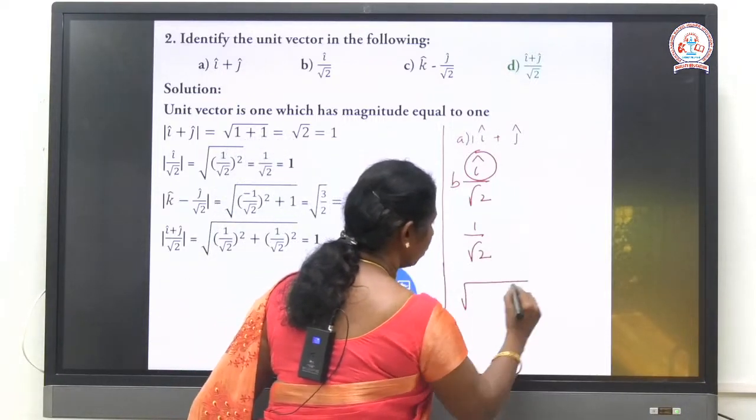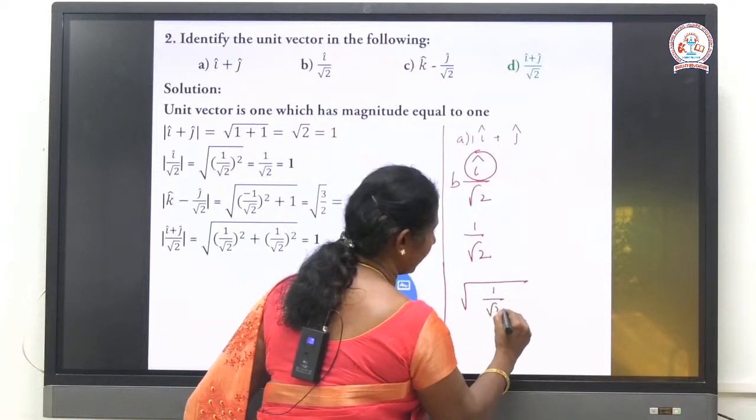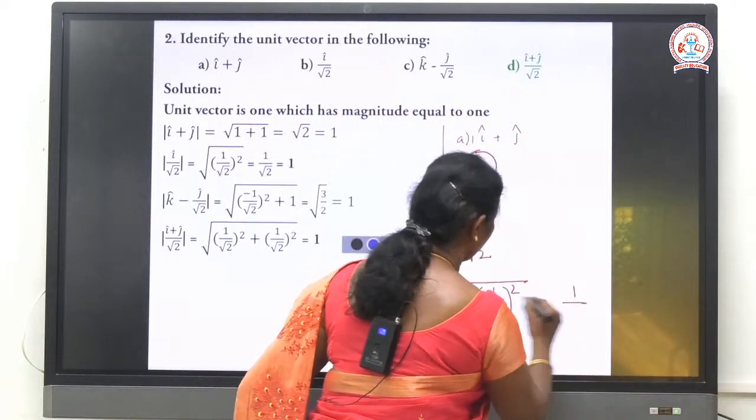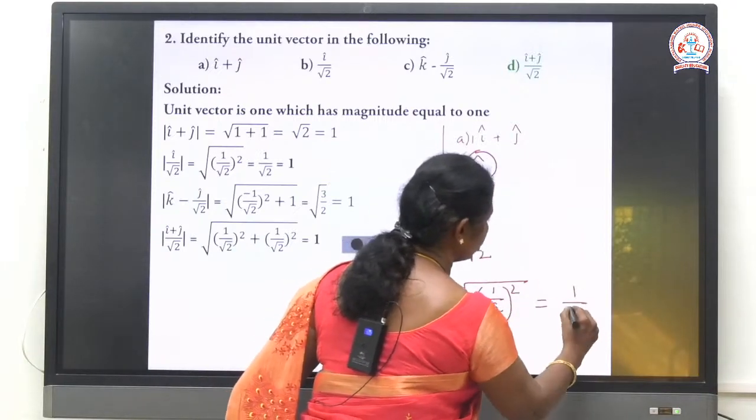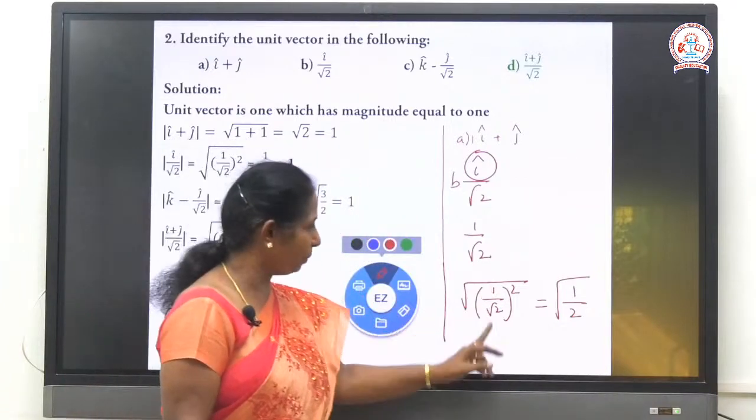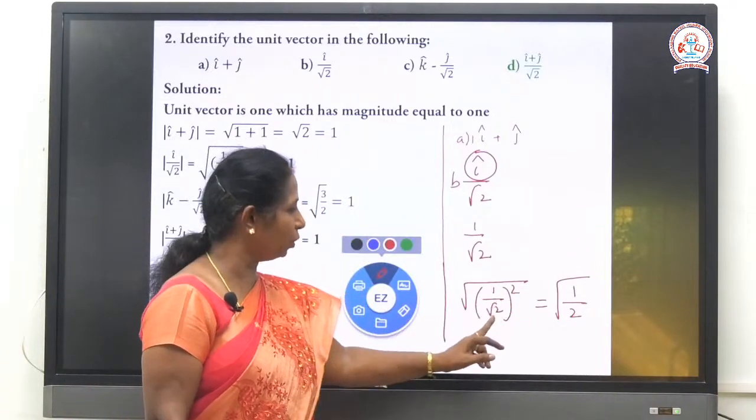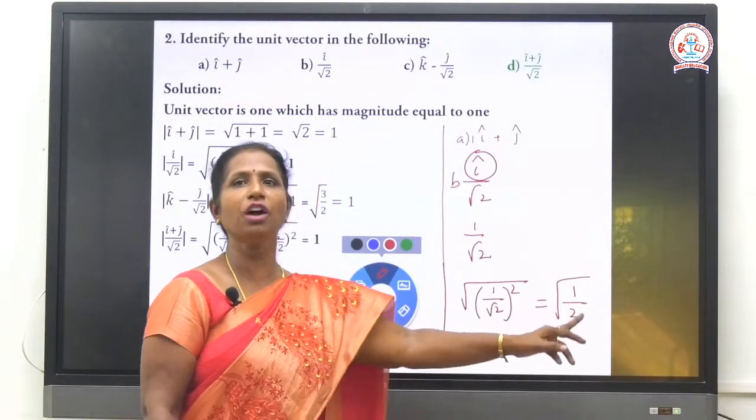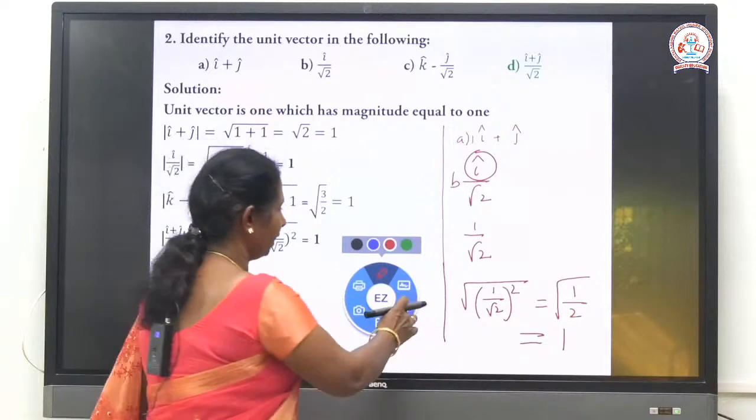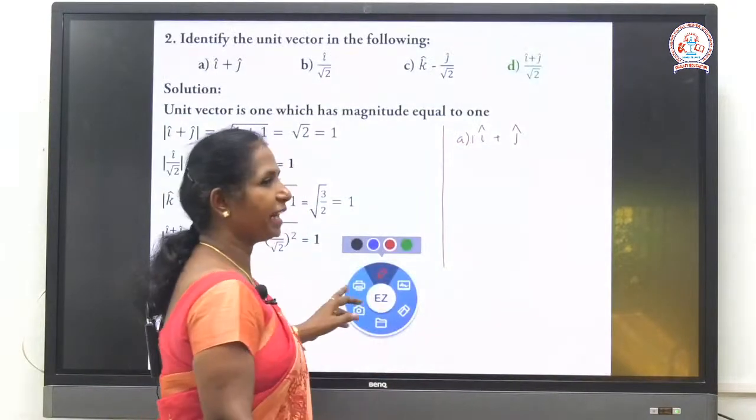The magnitude is root of 1 by root 2 whole square, which is equal to root of 1 by 2. 1 by root 2 whole square is 1 by 2, since root 2 into root 2 is 2. So root of 1 by 2 is also not equal to 1. Okay, then next one. What is the next one?